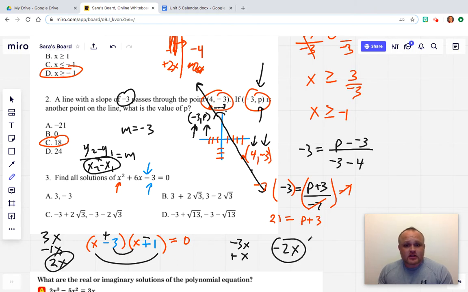So you see, it's the same number, only one is positive and one is negative. Since the factors of 3 are only 1 and 3, there's nothing else that we're going to be able to do so that this inside and outside piece would add to 6. So what we learned last unit is we're going to have to do the quadratic formula.